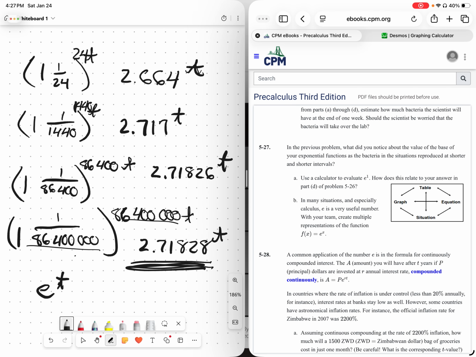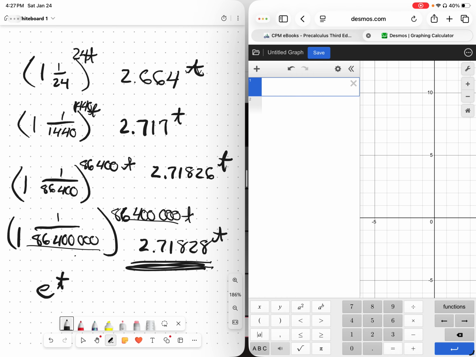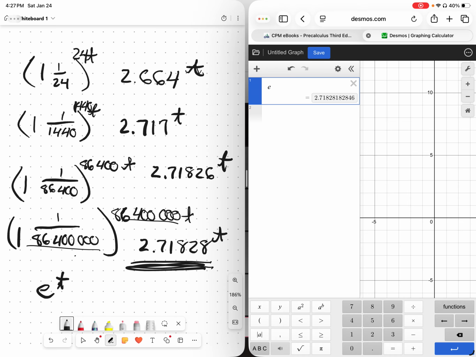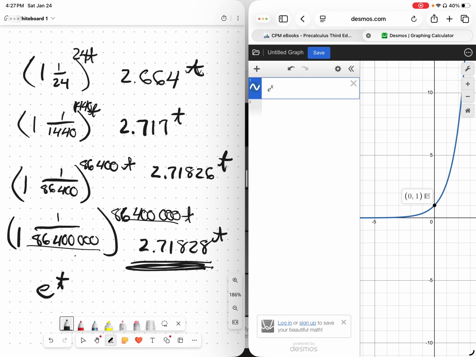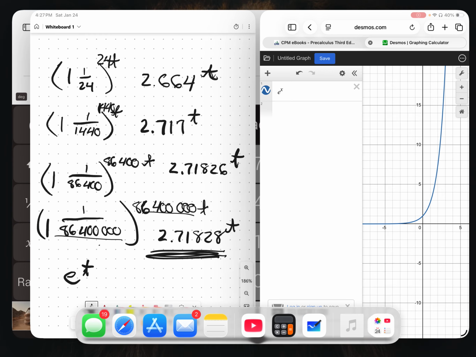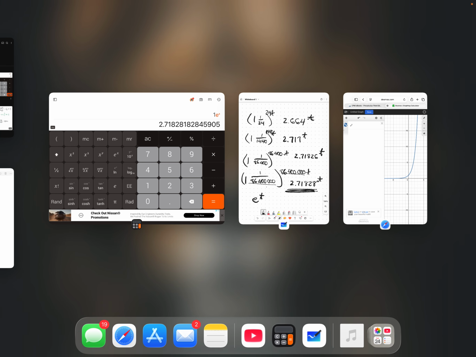So how many situations can you graph e? Again, it's an exponential function, guys. So if we go here and graph e to the x, it's still going to look exponential, right? Because your base number is just that 2.718. So very similar to what we've been doing and what it looks like.